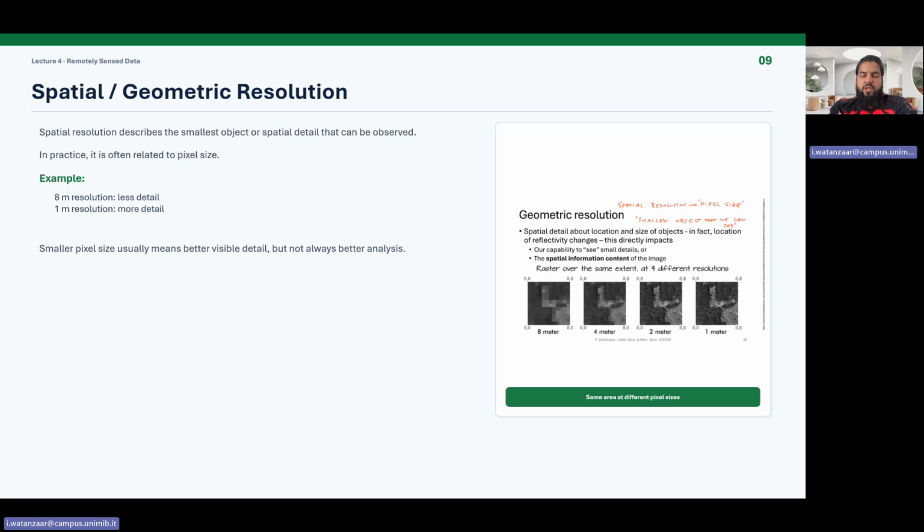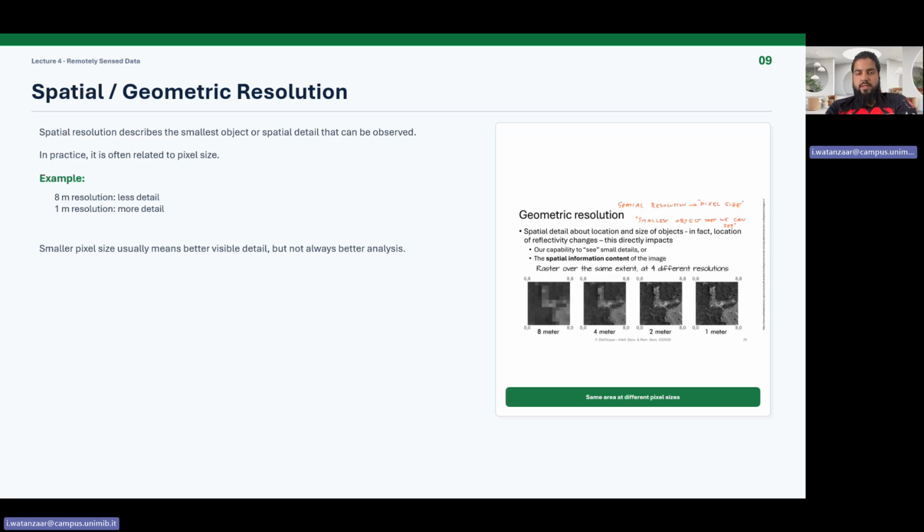Now we have the spatial or geometric resolution, another important type of resolution. This is about the object, its size and location. Spatial resolution describes the smallest object or spatial detail that can be observed, so we are looking for the smallest details about the object. In practice, it is often related to pixel size, about the acquisition of the signal. It starts from 8 meters resolution, which is less detailed, but a 1 meter resolution means more details.